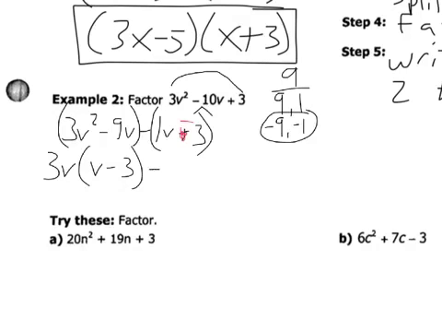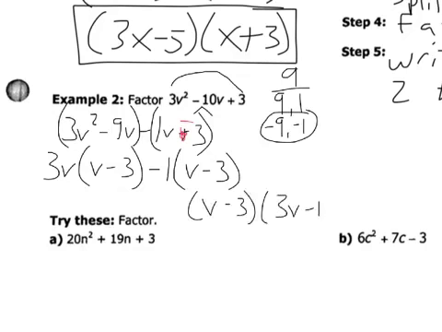In the second set, I can't take anything out. My advice would be if you can't pull anything out, put a 1 there as a placeholder. Technically, you can take a 1 out of anything, and it doesn't change anything. And that'll reinforce when you write your final answer that you need to put the 1 there. So my final answer, I'll have v minus 3 in one set and 3v minus 1 in the other. And again, I can always go back and double distribute to check that final answer.